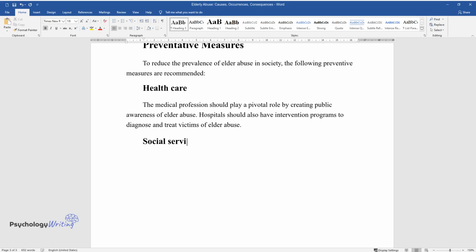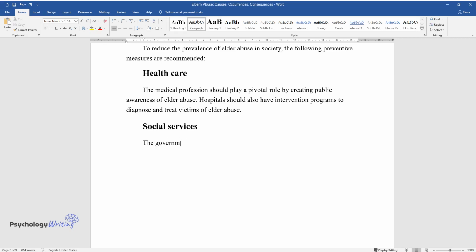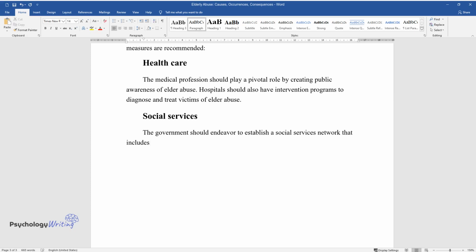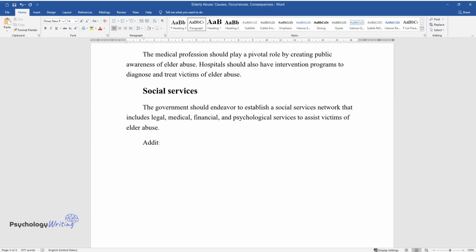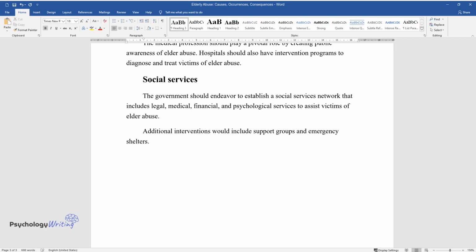Social services. The government should endeavor to establish a social services network that includes legal, medical, financial, and psychological services to assist victims of elder abuse. Additional interventions would include support groups and emergency shelters.